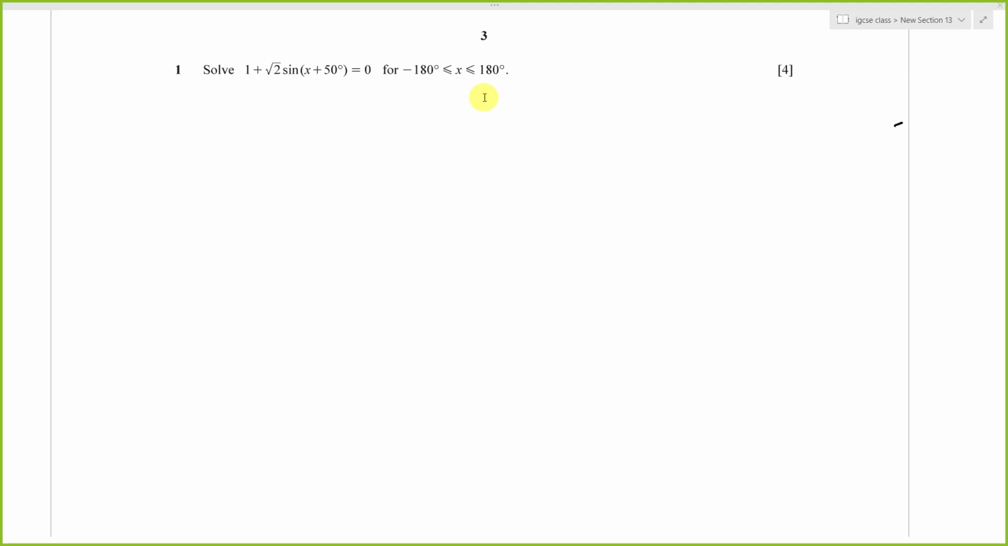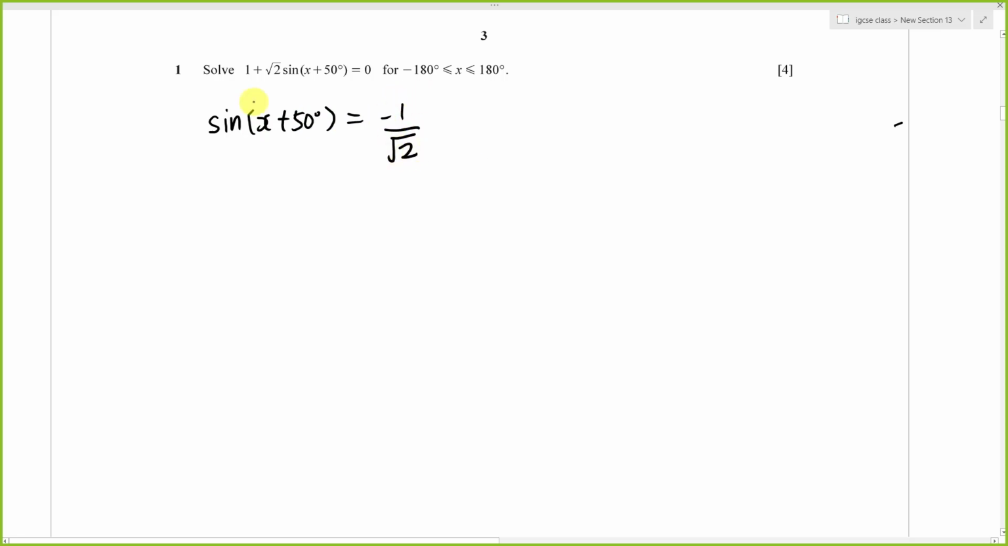Whenever you see a negative angle, you must be careful a little bit, because in IGCSE we seldom have negative angle questions. So when we have it, we need to do it. We need to solve this equation first. So I will move the 1 to the other side, become negative 1, and I will move the square root 2 to the other side, become over square root 2. Therefore I should have sine of x plus 50 degrees equals negative 1 over square root 2.